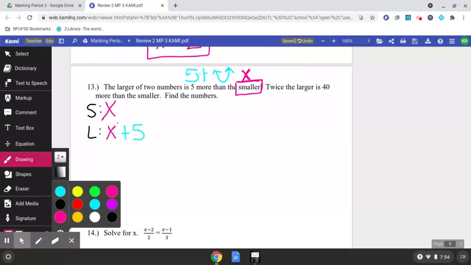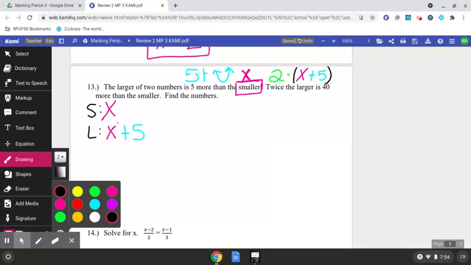Now I'm going to take the words from the second sentence and translate it to make my equation. So it says twice, which means 2 times, the larger. Well, the larger number is x plus 5.